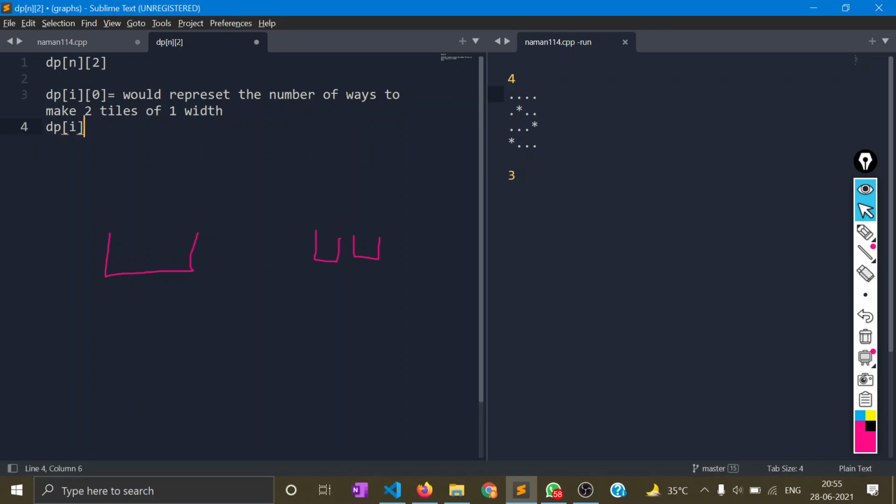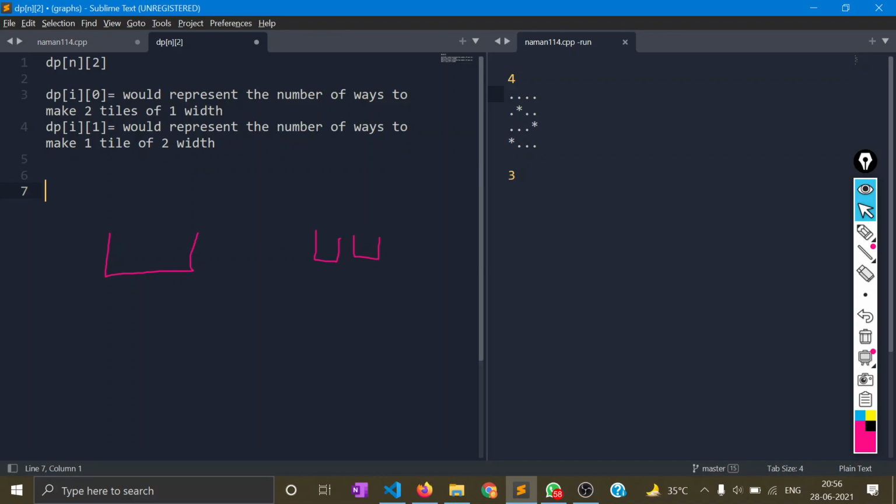And DP[i][1] would represent the number of ways to make one tile of two width and one tile of two tiles of one width. I hope you understand how we are defining our DP, right?